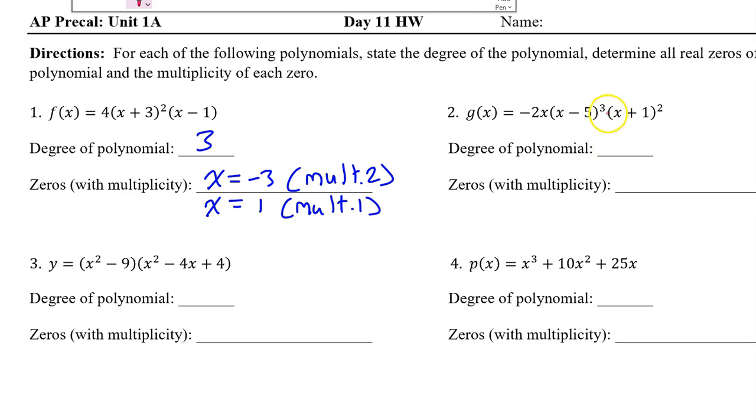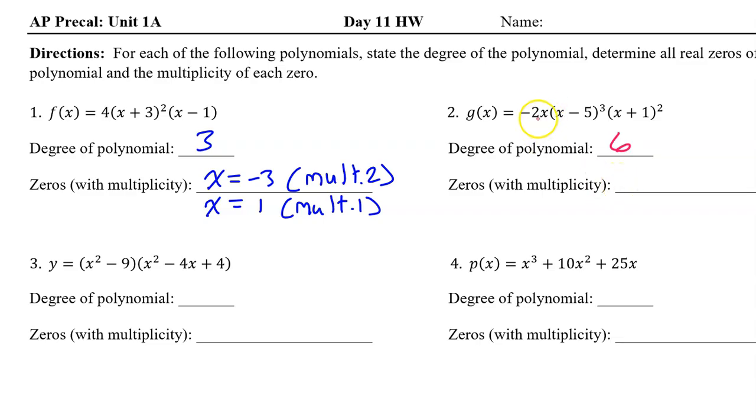Problem number 2, the degree. Again I'm just ignoring the minus 5 and the positive 1. So this is going to be x times x to the third power, that's x to the fourth power, times x squared, so that's x to the sixth power. So I know we're going to have degree 6.